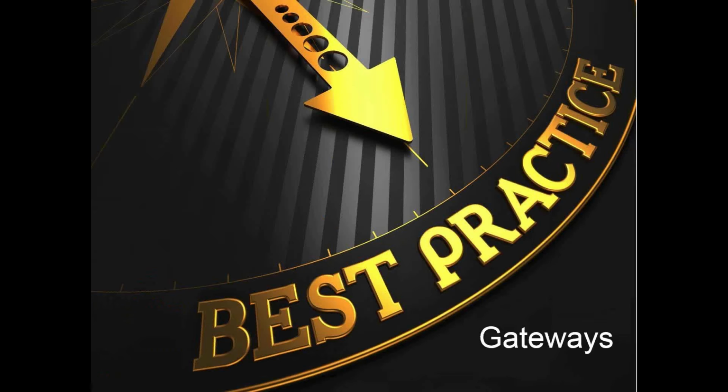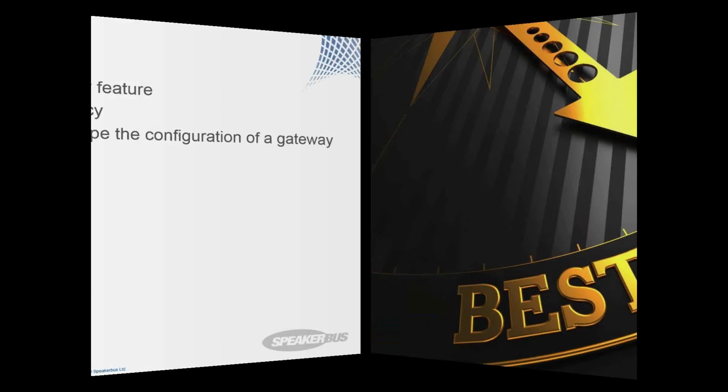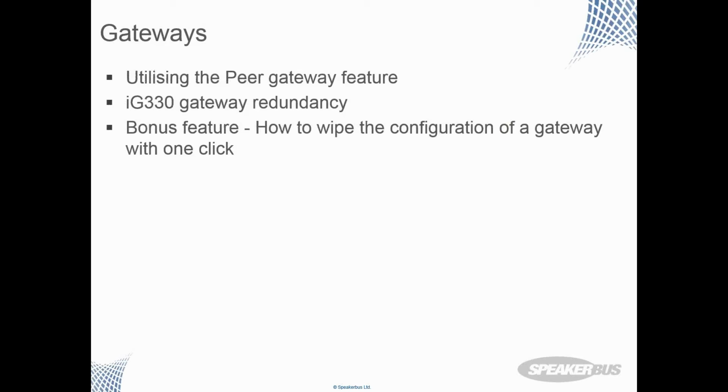So lastly, we're going to look at gateways. If anyone's had any questions at all, then please get them in. We are highlighting them, making note, and we'll go through at the end. So within gateways, we're going to look at some key features that we have. Peer gateway and the benefits, the use of redundancy for the IG330, and then lastly, I'll show you a quick bonus trick on how to wipe the whole gateway with 1 click. Okay.